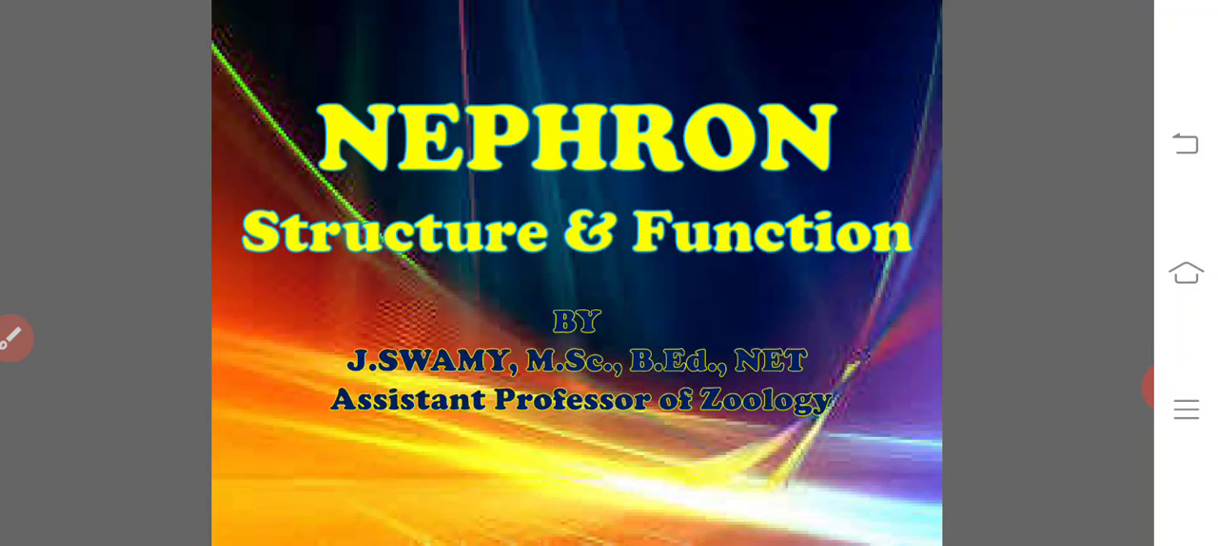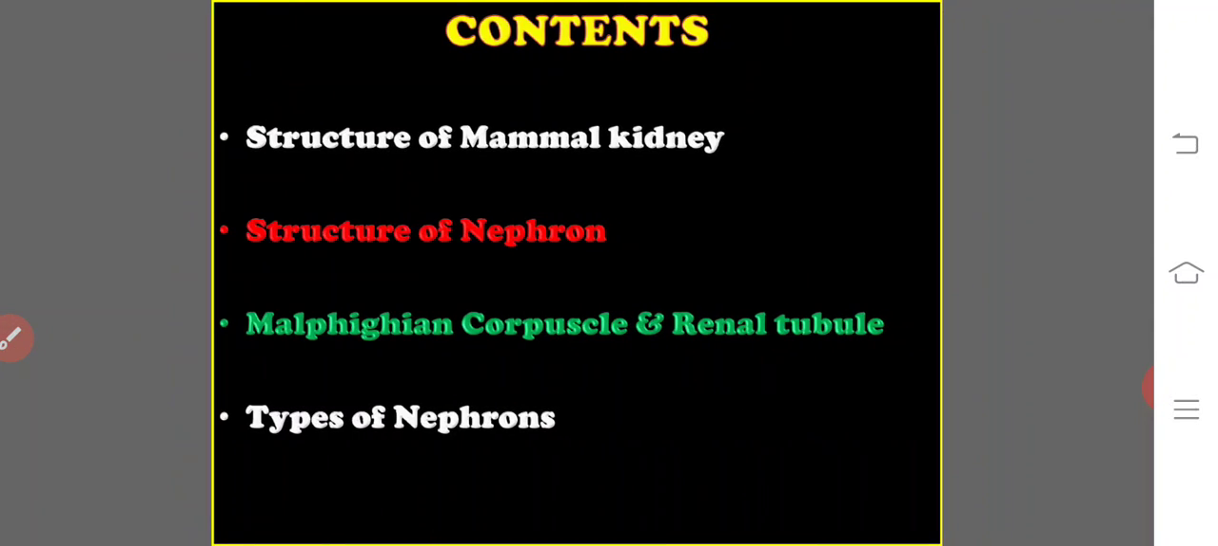Today we are going to discuss the structure and function of the nephron. Under this topic, we are going to discuss the structure of the mammalian kidney, usually the kidney of human beings, the structure of the nephron, apart from this, the Malpighian corpuscle, Malpighian body, and the renal tubule, and the types of nephrons like the cortical nephrons and juxtamedullary nephrons. So let us see one by one.